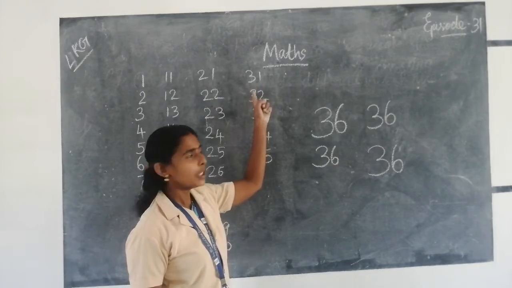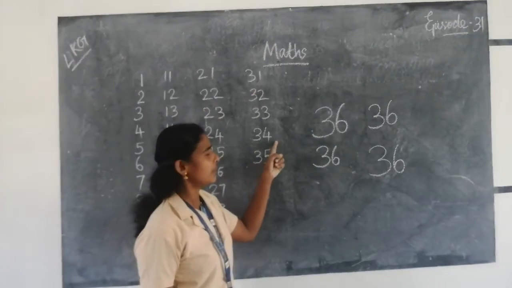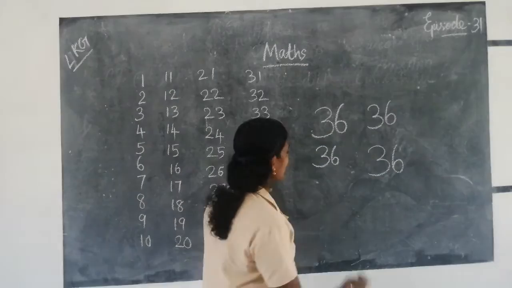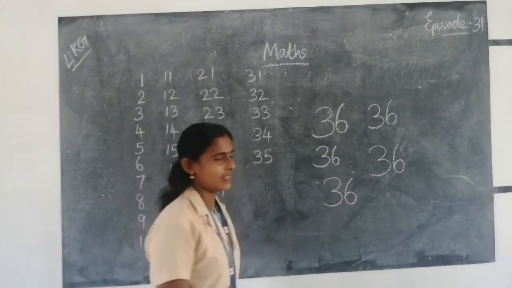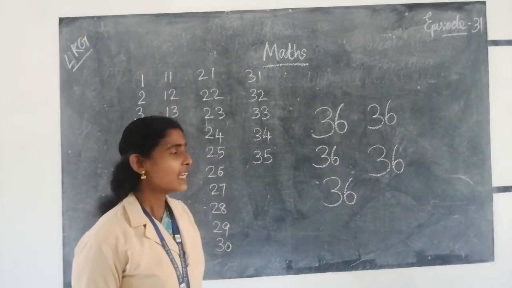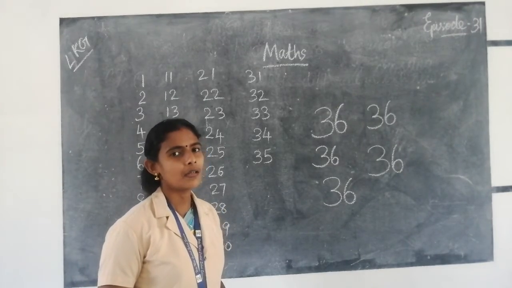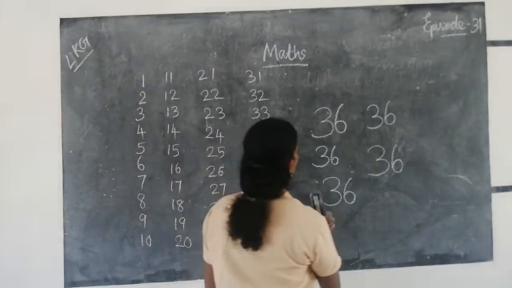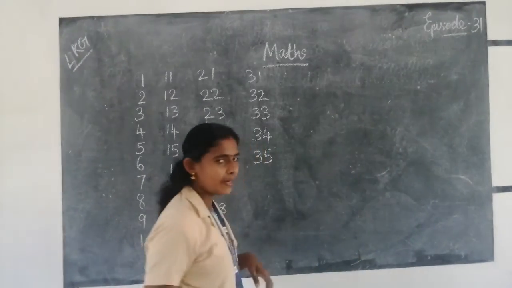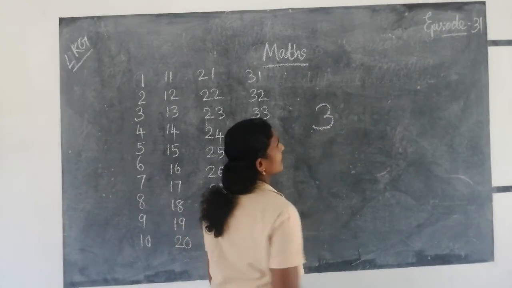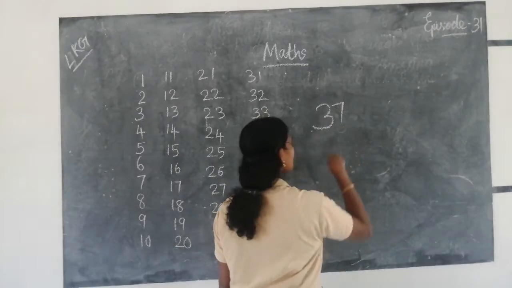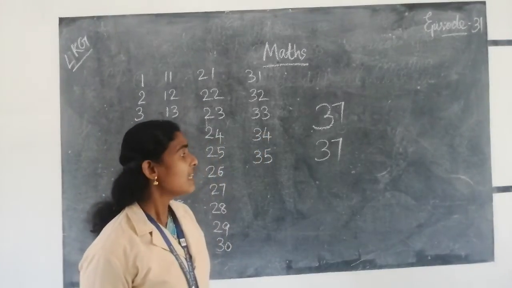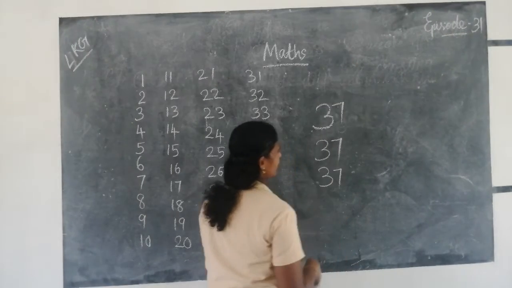30, 31, 32, 33, 34, 35. Then 36. Say number 36. Okay. Next number 37. How do you write number 37? 3 and 7, 37. Which number is this? Number 37.